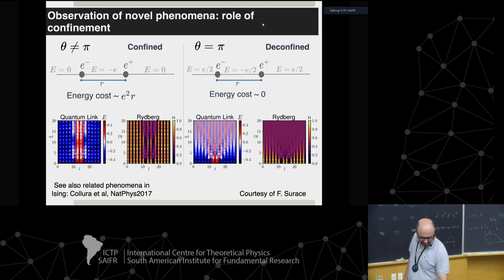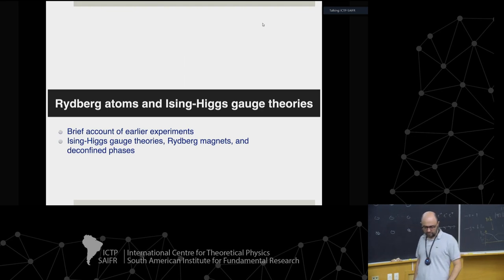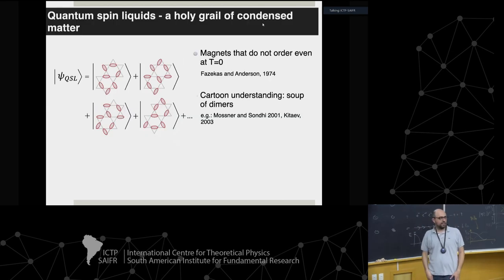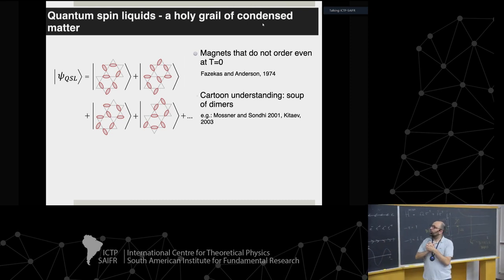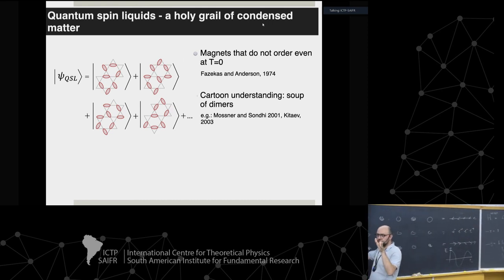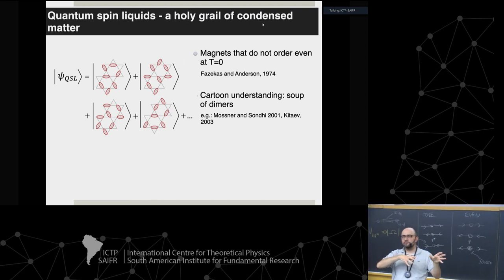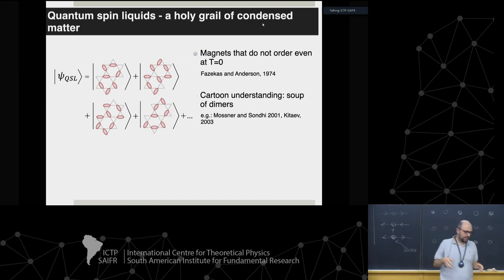So far, so good. Everything was about one dimension. Now we would like to move to 2D. And our motivation to move to 2D was actually very different. It really came more from condensed matter rather than high energy. In particular, we were interested in the states which are so-called quantum spin liquids. These are states of matter which do not order even at zero temperature. So they are kind of paramagnets. There is no symmetry breaking.